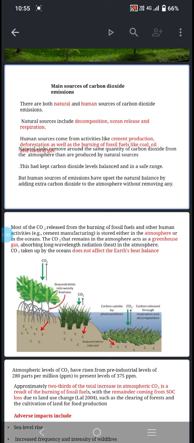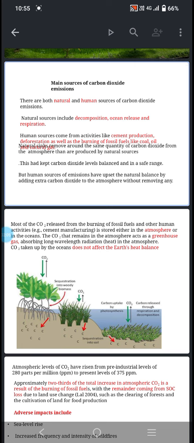Most of the carbon dioxide released from burning of fossil fuels and other human activities like cement manufacturing is stored either in the atmosphere or in the oceans. The CO2 that remains in the atmosphere acts as a greenhouse gas, absorbing long wavelength radiation, that is heat, in the atmosphere. CO2 taken up by the oceans does not affect the heat balance.